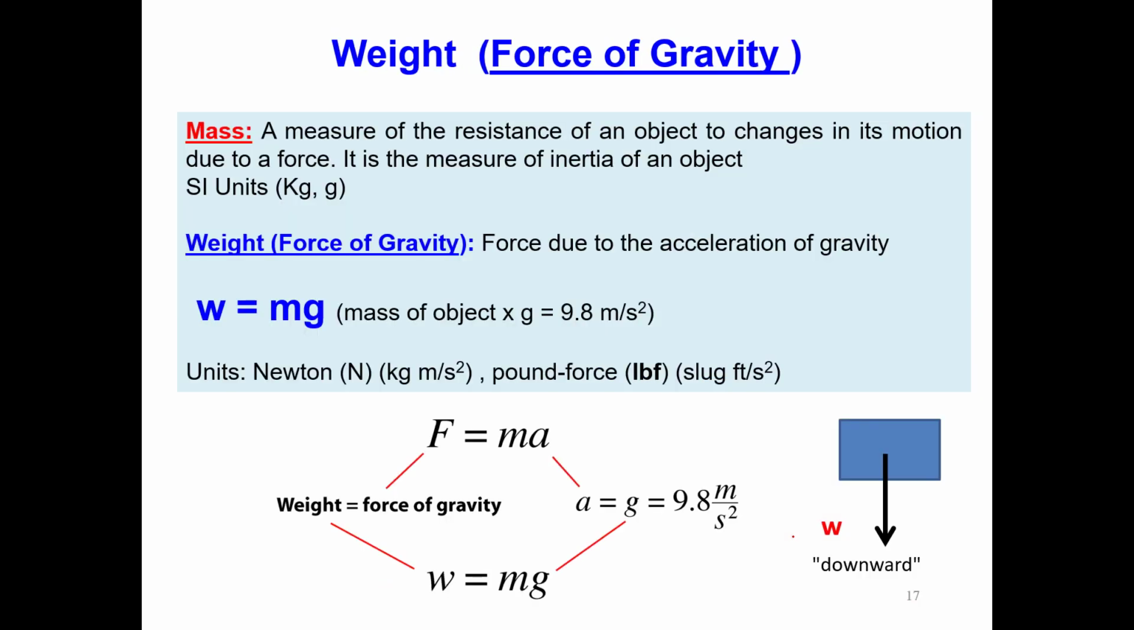Now we want to discuss one kind of force: the weight, which is also called the force of gravity. We already defined the mass as a measure of the resistance of an object to change in its motion due to a force. And we know the mass is a scalar quantity, and this is why the mass is the measure of inertia of an object.